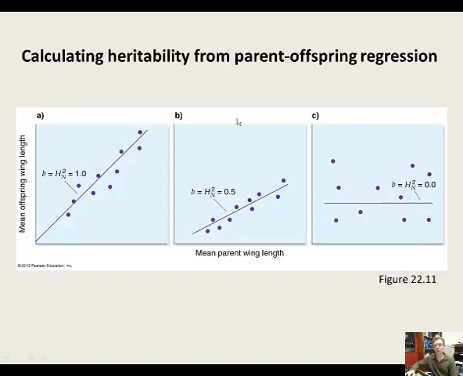And of course, most traits are somewhere in the middle, as shown in panel B, where there's contributions from environmental differences as well as genetic differences. So even though it's not an artificial breeding experiment, you can still estimate narrow sense heritability using wild populations. You just have to collect data.